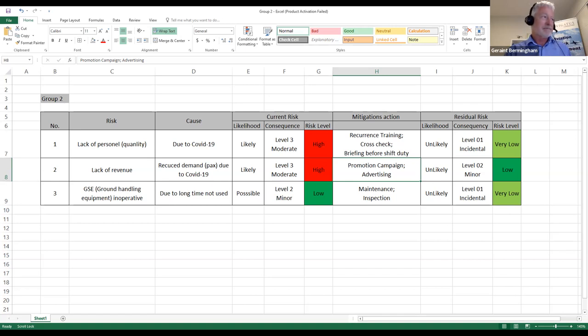A large airline probably wouldn't have that. But yes, what is the lack of revenue? Is that a cause? Maybe the risk is the safety of the flight.